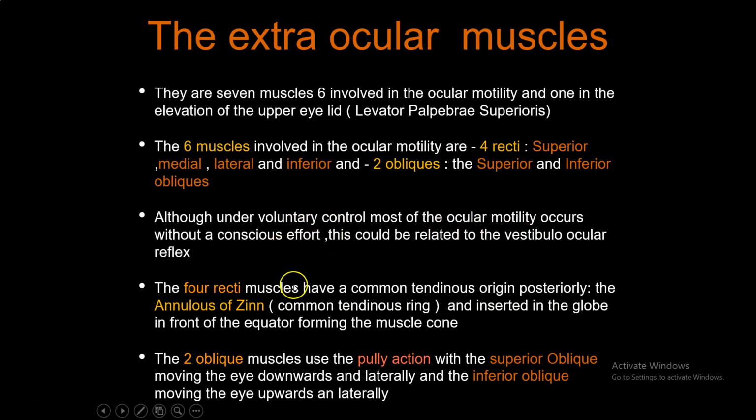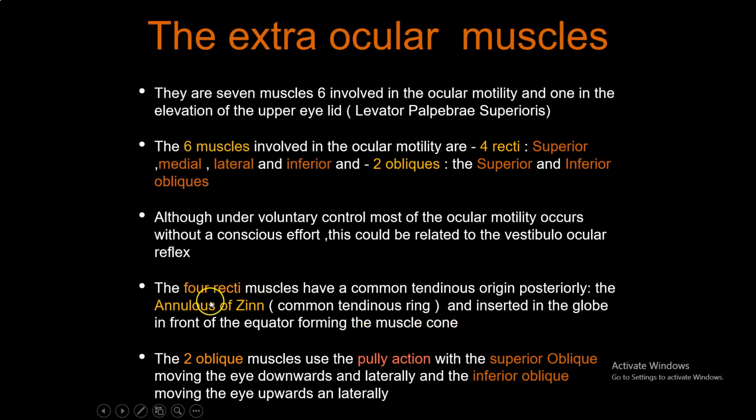And the 4 recti muscles have a common tendinous origin posteriorly, called the annulus of Zinn, or common tendinous ring, and the 4 recti are inserted in the globe in front of the equator, forming what we call the muscle cone.